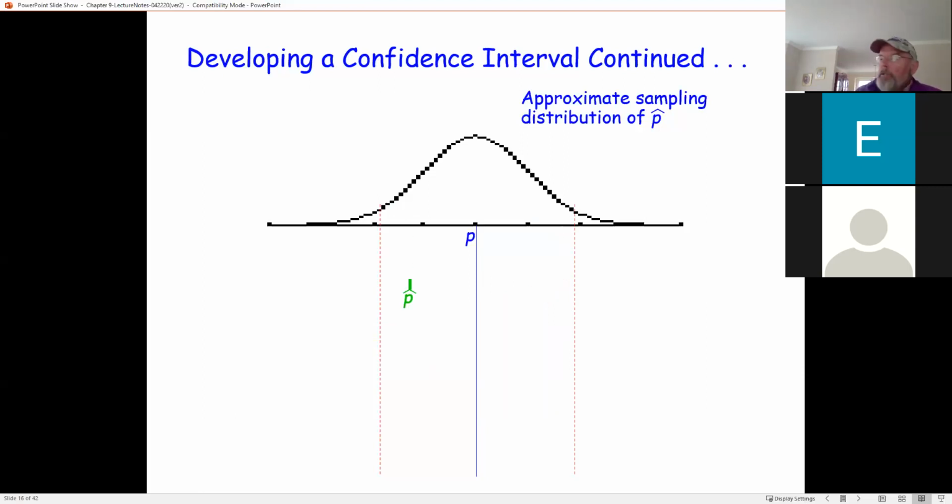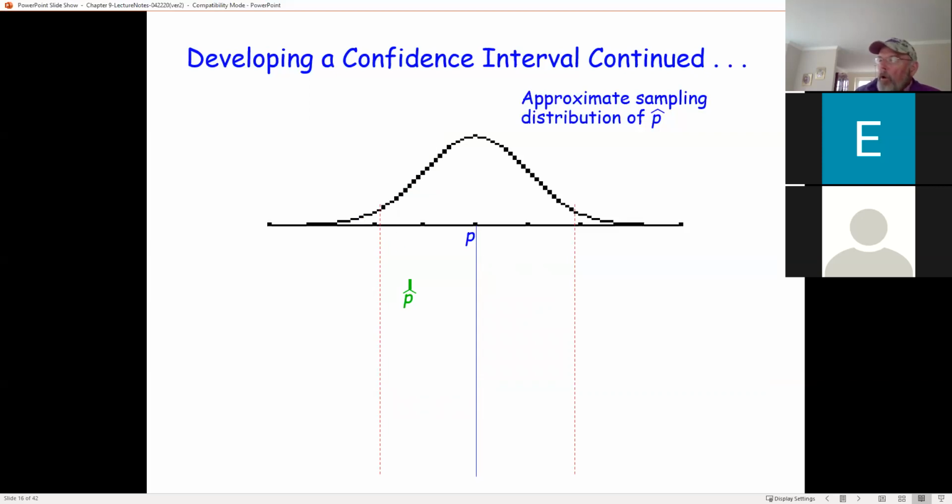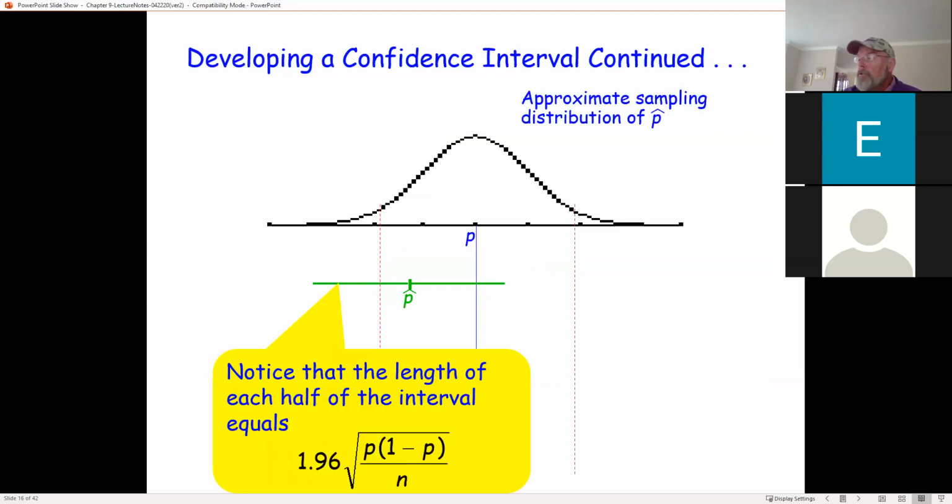All right, so here's a p hat. We just had an experiment and we got a proportion from that experiment, and we want to put on that p hat the interval that goes along with it. That is the interval associated with this confidence interval. Let's do it again.